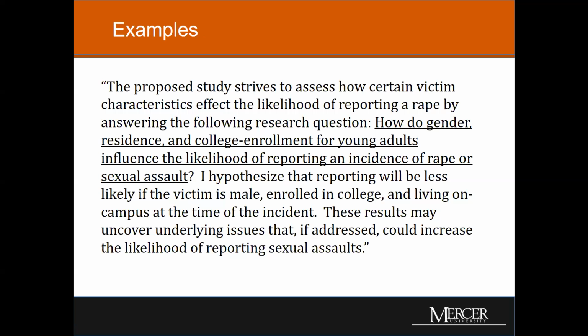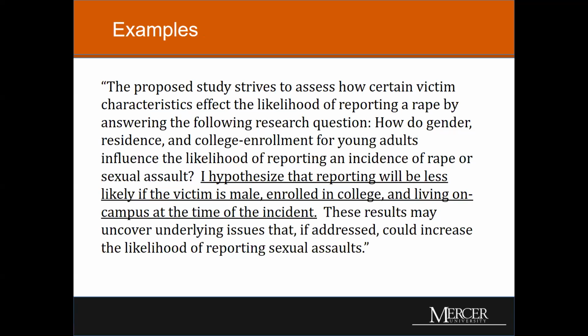How do gender, residence, and college enrollment for young adults influence the likelihood of reporting an incident of rape or sexual assault? So notice here that you have very specific variables mentioned. These are the independent variables, gender, residence, and college enrollment, and then a very specific dependent variable, the likelihood of reporting an incident. It would be too broad to say what factors affect the likelihood of reporting a sexual assault. That's what the whole literature review just looked at. And so you need to ask something more specific that extends the literature you just reviewed.